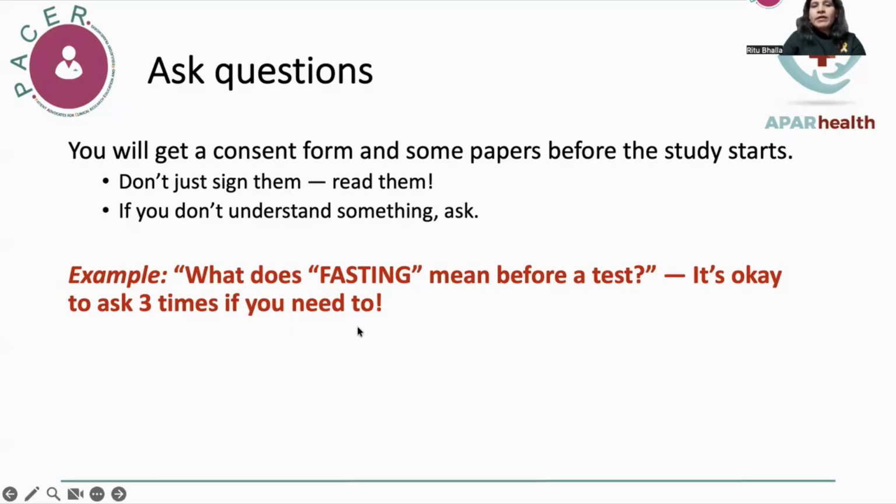So, for example, what does fasting mean before a test? It's okay to ask three times if you need to.